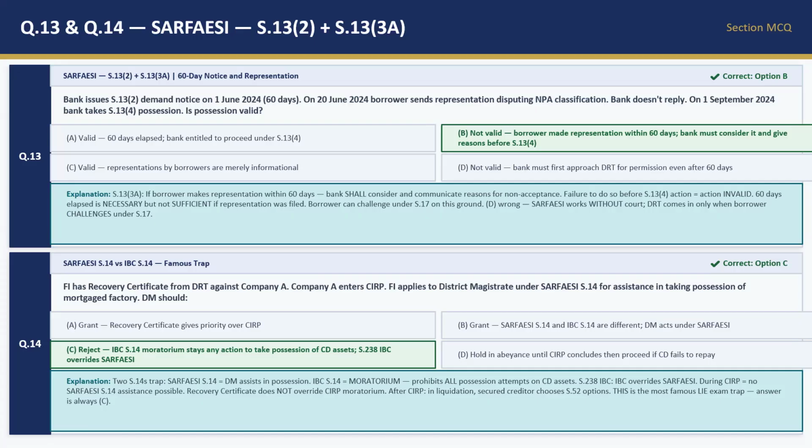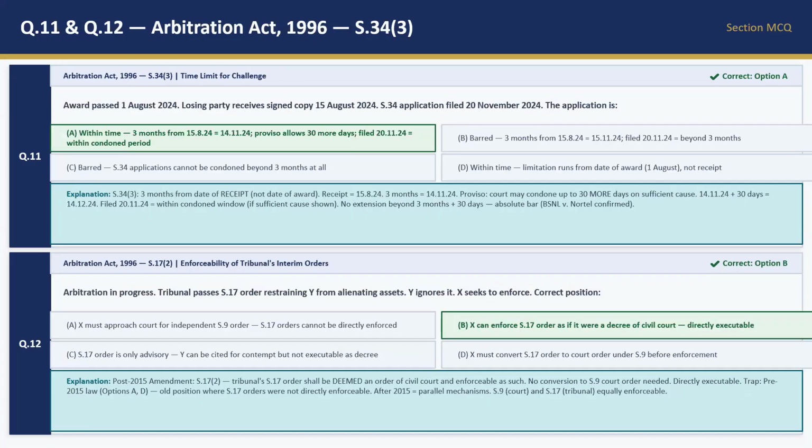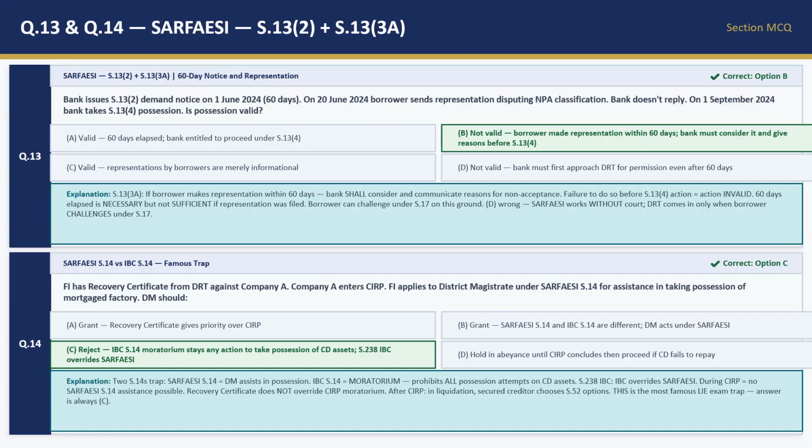The DM should reject this request because of section 14 of IBC. Both have a section 14. Section 14 is there in SARFAESI as well as in IBC. Section 14 of SARFAESI is for seeking assistance from the District Magistrate and Metropolitan Magistrate. So this request to the DM should be rejected because section 14 of IBC stays any action to take possession of the CD's assets.